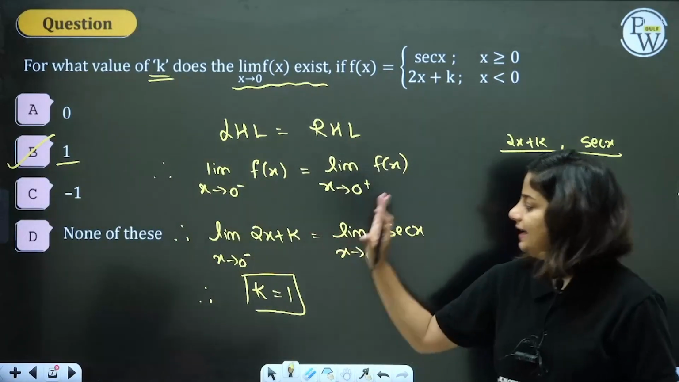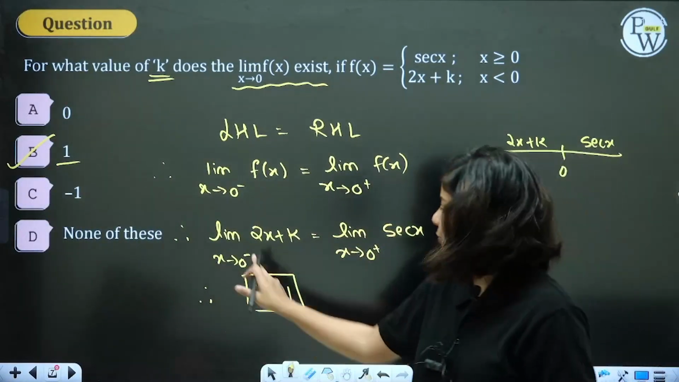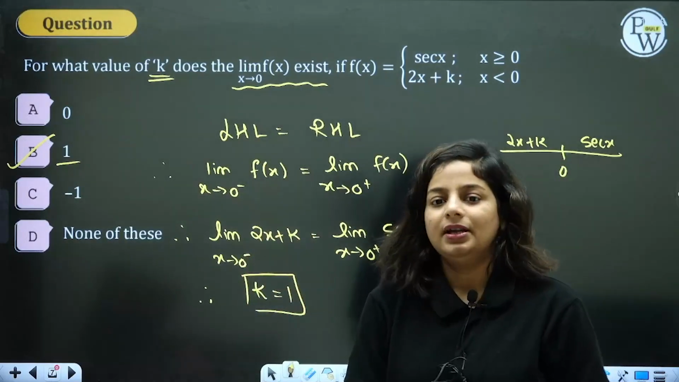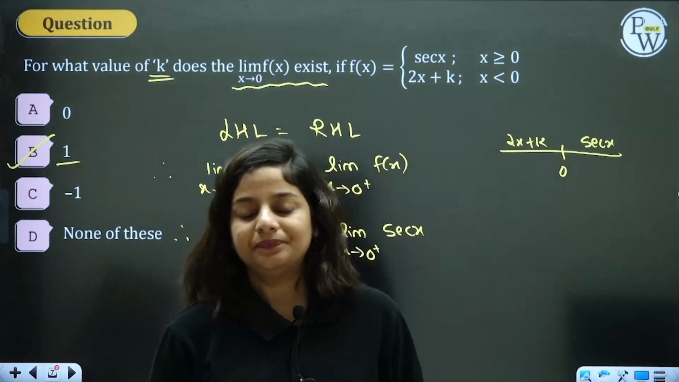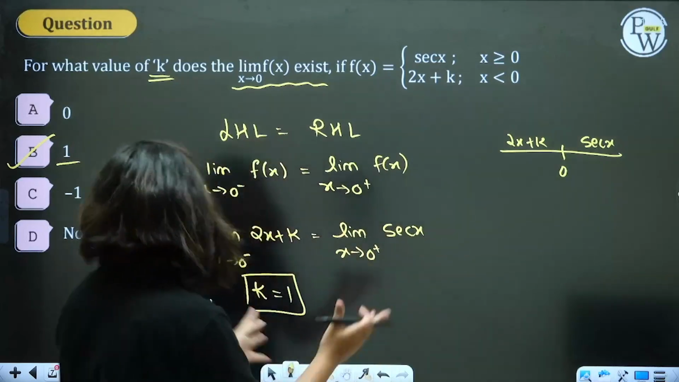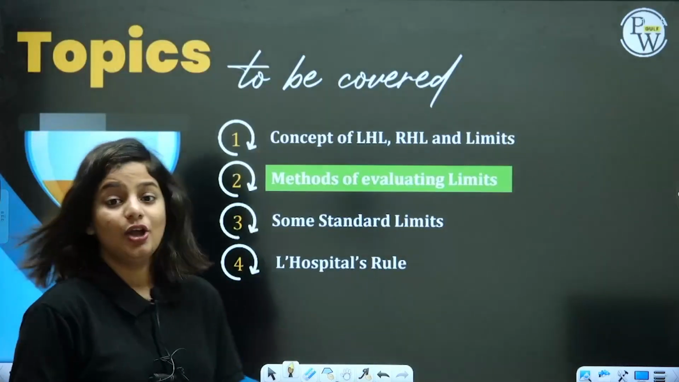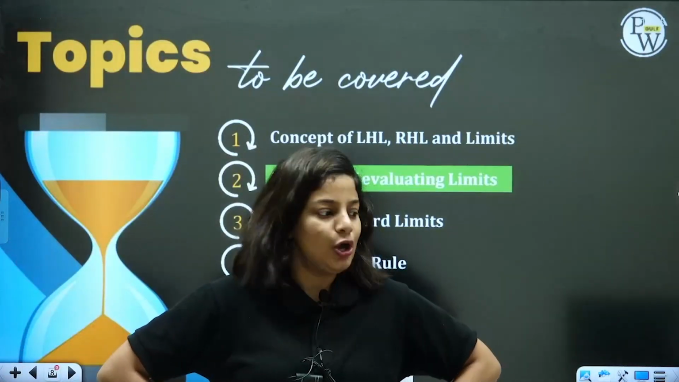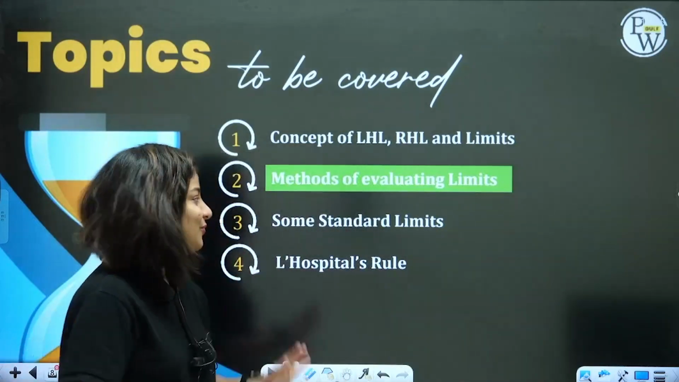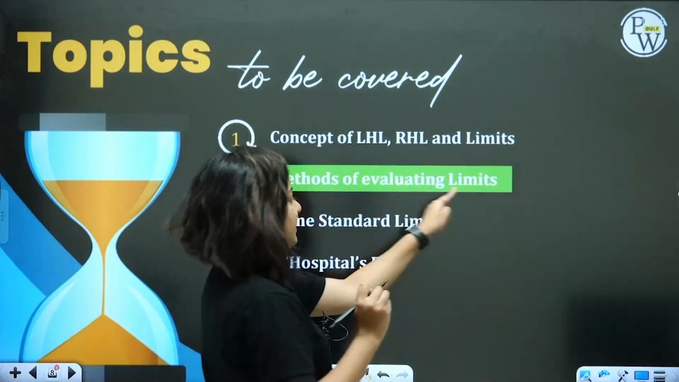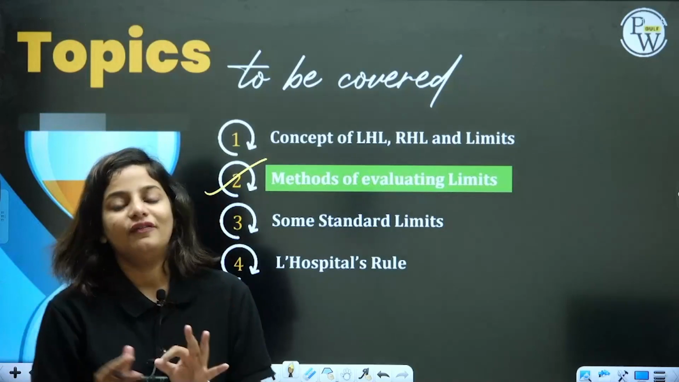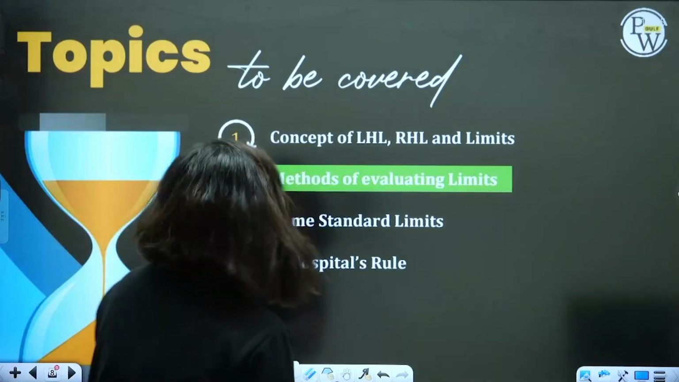This is direct substitution. We directly put the value of 0. But are there other ways? Is every question solved by direct substitution? We don't know. So we have to get into understanding the different methods of evaluating limits.